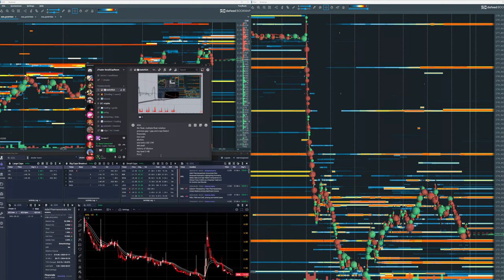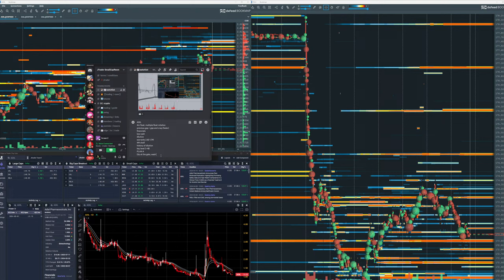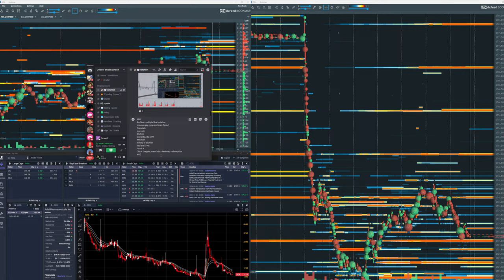Plan A for me will be dip at the gate, wash into a heat map plus absorption. I'll explain what absorption is, at a key level. Too long. In this case, we're looking for VWAP or J lines, etc.